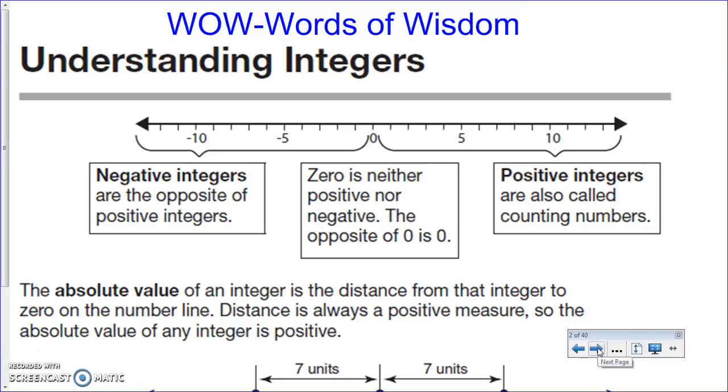Understanding integers. The absolute value of an integer is the distance from that integer to 0 on the number line. Distance is always a positive measure, so the absolute value of any integer is positive. 0 is neither positive nor negative. The opposite of 0 is 0. Positive integers are to the right of 0. They're also called counting numbers. Negative integers are to the left of 0, and they are the opposite of positive integers.